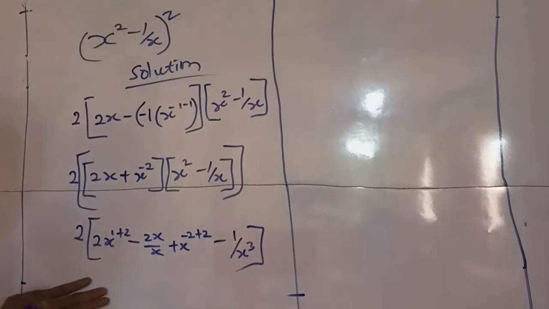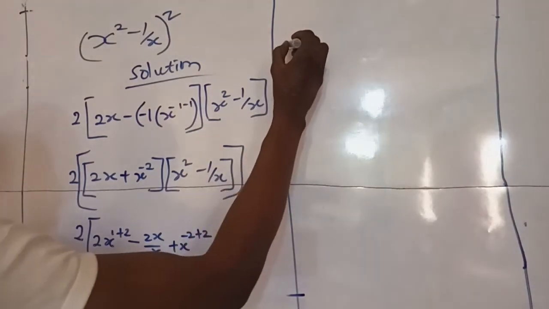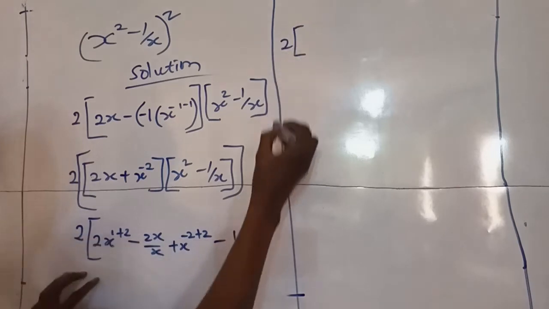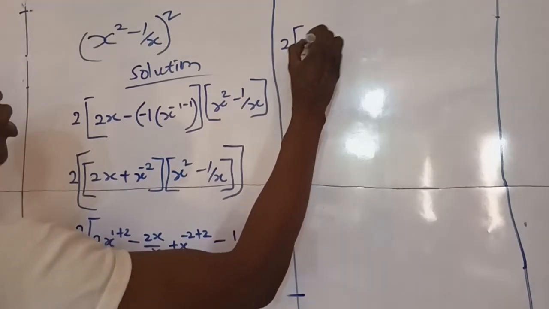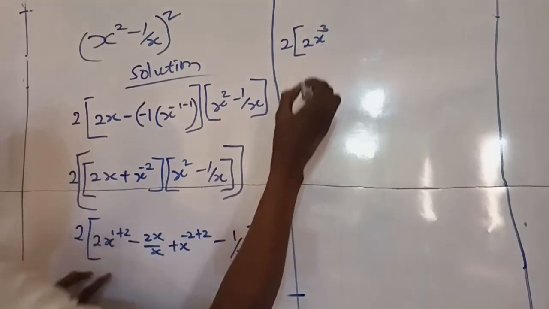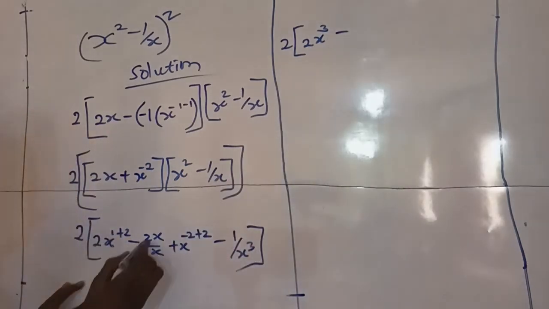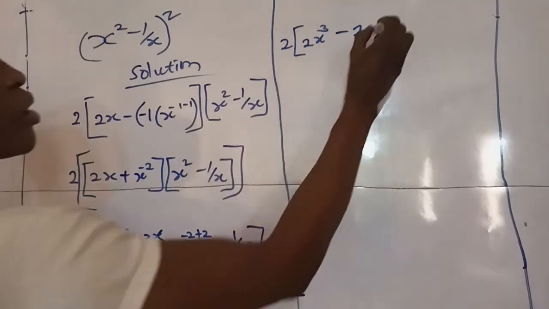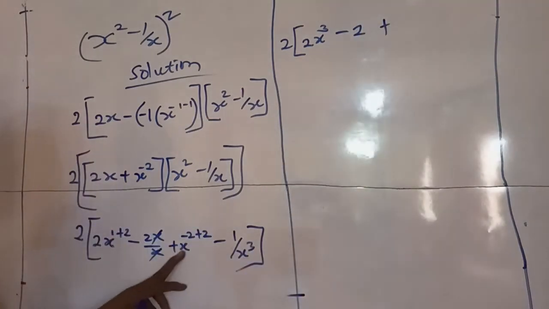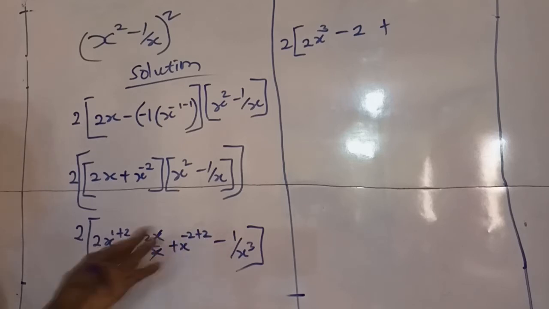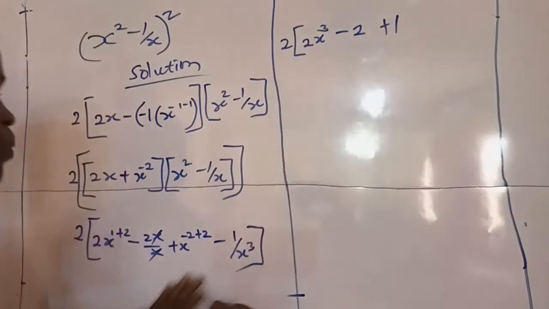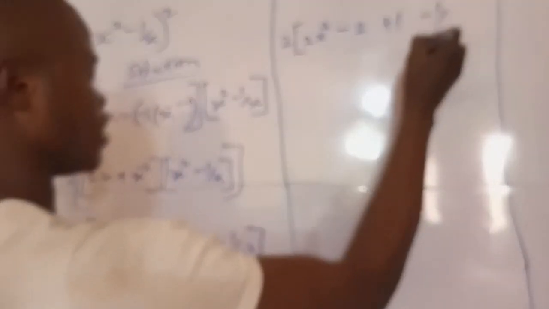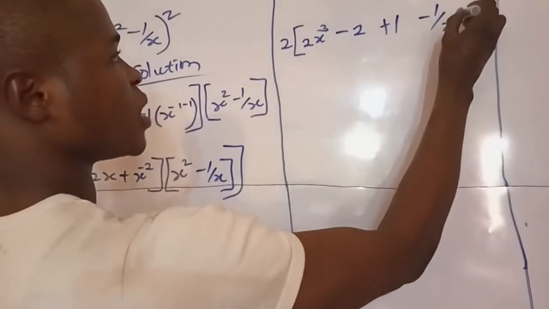So to simplify this, we have 2 into bracket 2x to the power 3 minus, this x cancels this x, we have minus 2, plus x to the power minus 2 plus 2. This minus 2 plus 2 will give us 0. Any number to the power 0 will give us 1. So plus 1 minus 1 over x to the power 3.